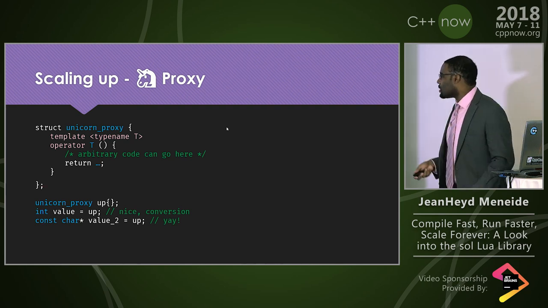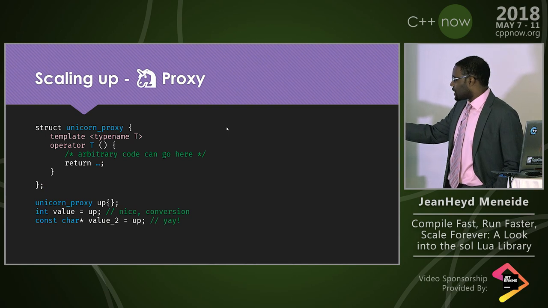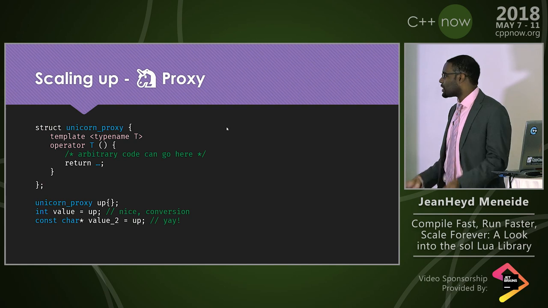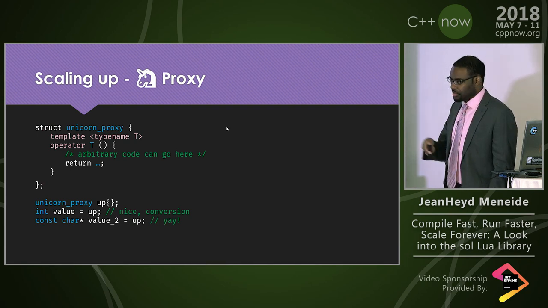You know, that's just what we want. So we get these integers, and we can have a const char star here, and it all just converts, and it's great and happy, yay. There is a pitfall with this, though.